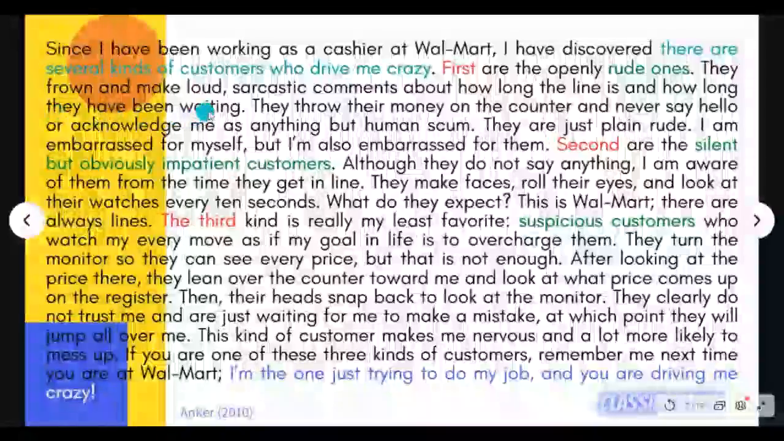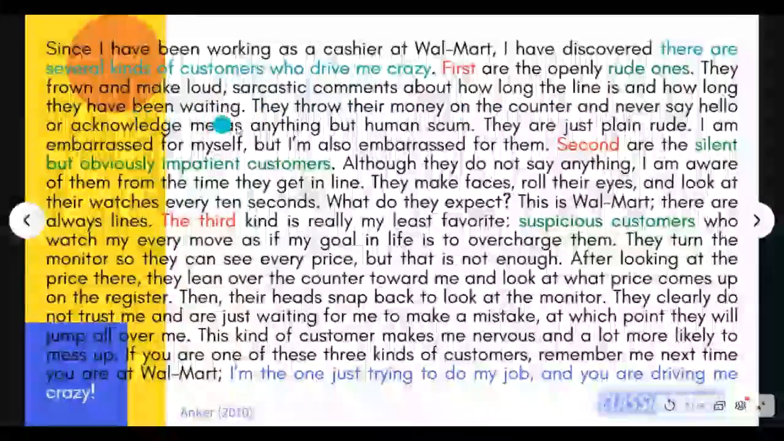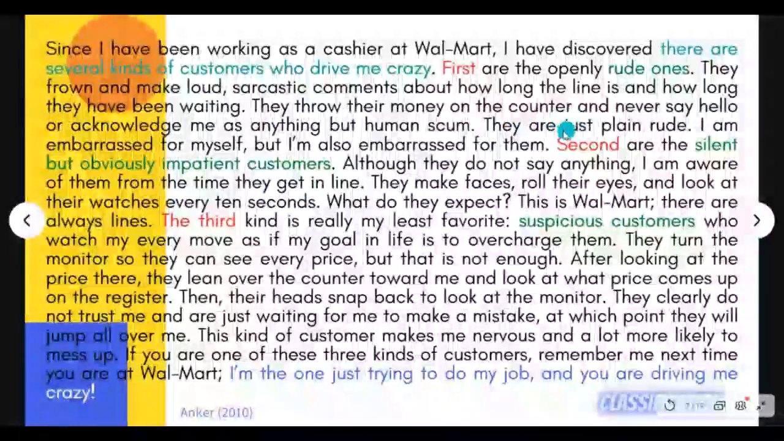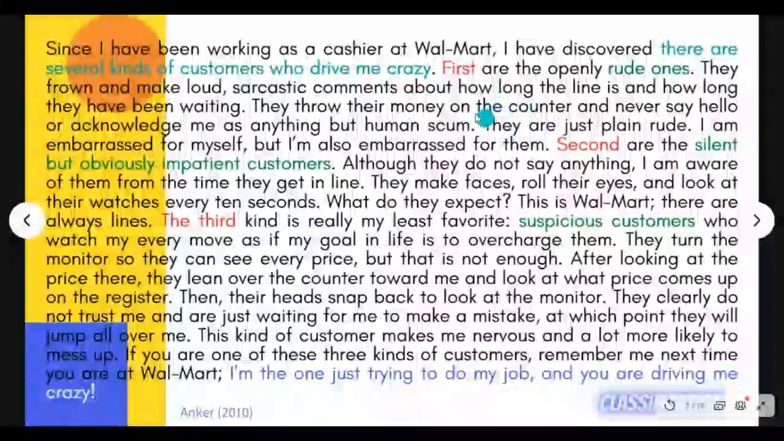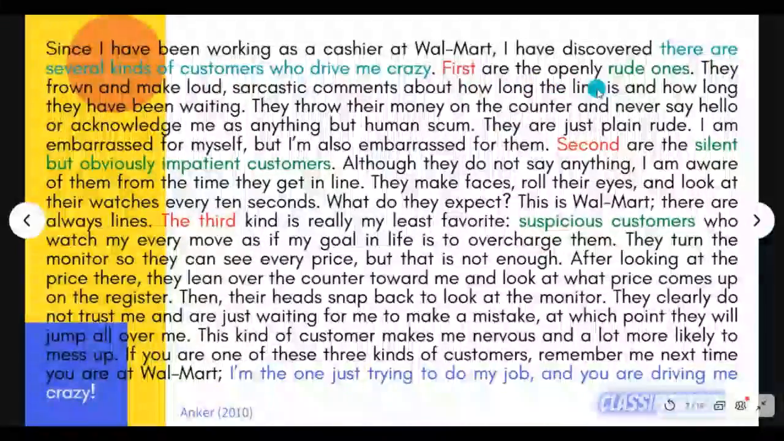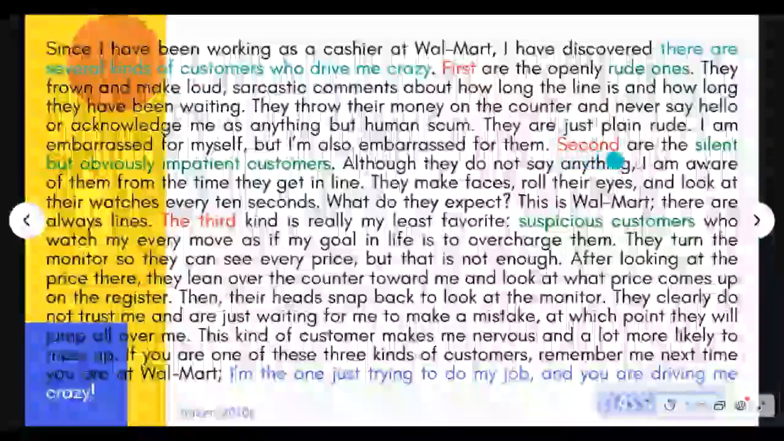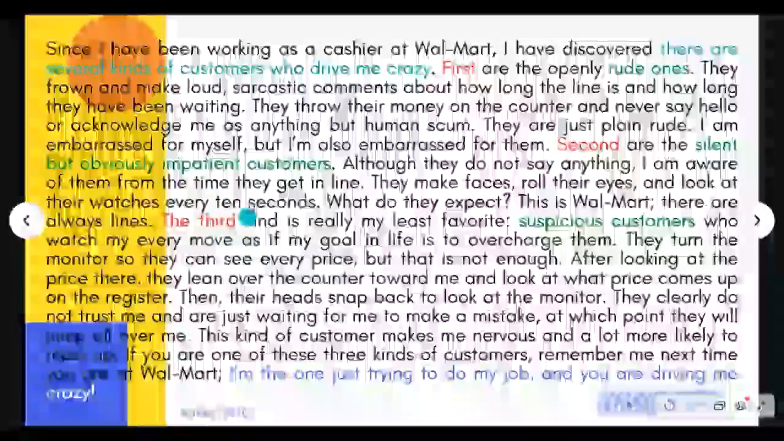They frown and make loud, sarcastic comments about how long the line is and how long they have been waiting. They throw their money on the counter and never say hello or acknowledge me as anything but human scum. They are just plain rude. I'm embarrassed myself, but I'm also embarrassed for them. Okay, these are the details to explain more the supporting sentence. The same way is also found in the second and the third classifications.